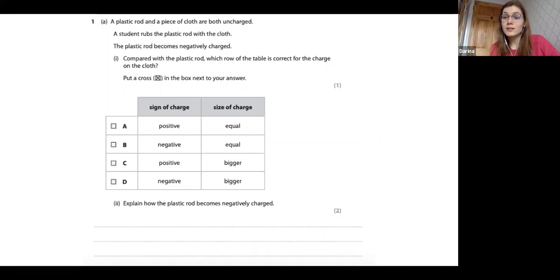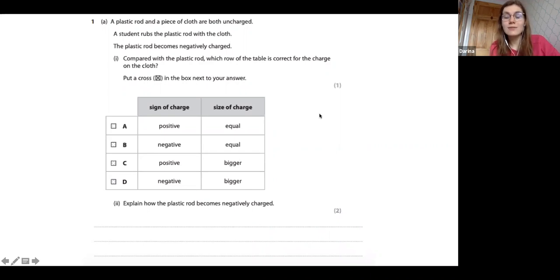Right, so we've got two things to consider here: whether the charge is positive or negative, and whether the size of the charge is equal or bigger. Well, the plastic rod becomes negatively charged, so that means we've transferred electrons to it. So that means that the cloth must have lost electrons, so it must be positive. So now we're narrowed down to A or C.